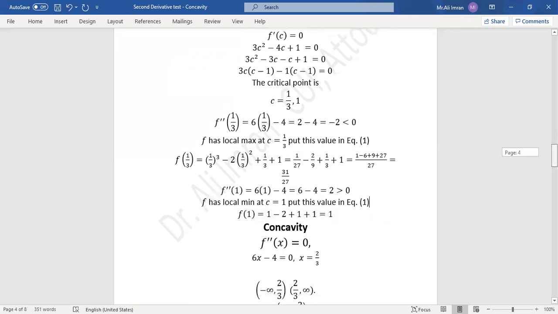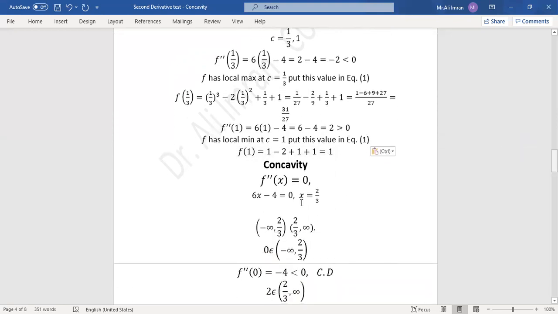Now we will check the concavity. So to check the concavity, we will equate second derivative is equal to 0, so that we will construct with the help of this the intervals of concavity. 6x minus 4 is equal to 0 and x is equal to 2 by 3, and we have the intervals minus infinity to 2 by 3 and 2 by 3 to infinity.